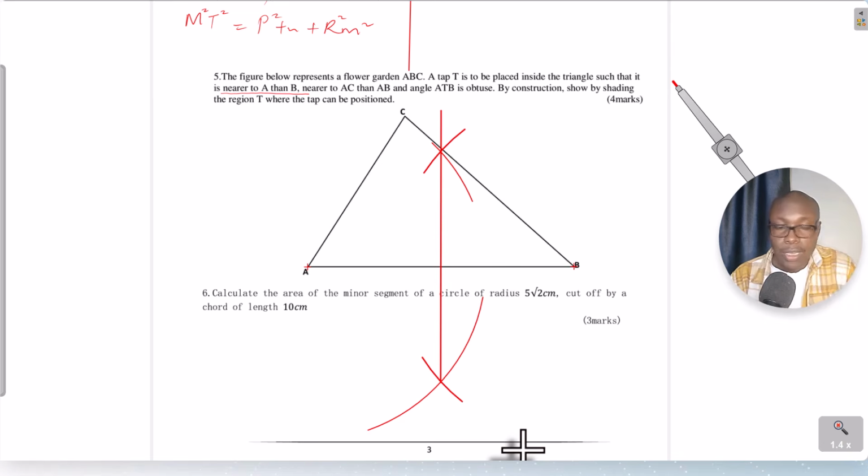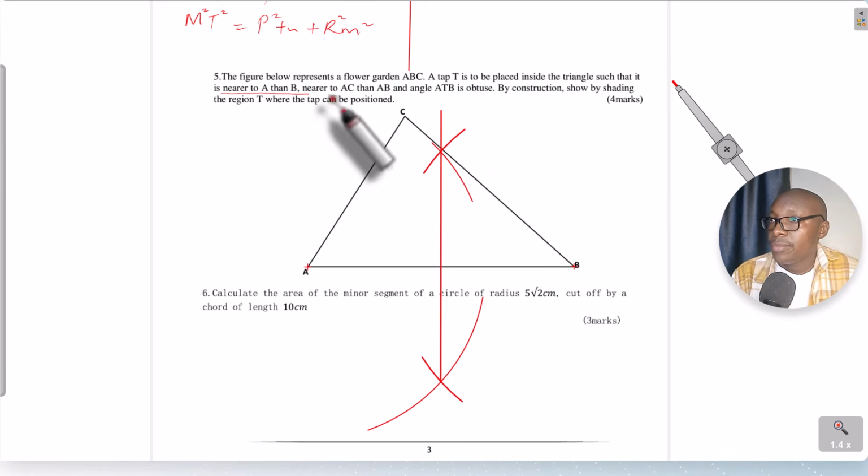So that means that this point, the tap, is supposed to be nearer to A than B. So nearer to this point is supposed to be on this side, nearer to A than B. So it's not supposed to be on this side. Everything on this side, to the right hand side of that line, we don't need that. It's supposed to be on this side.